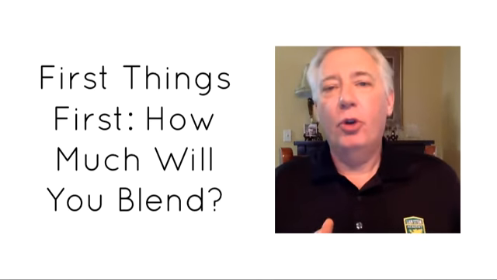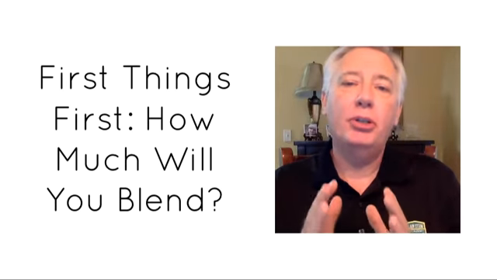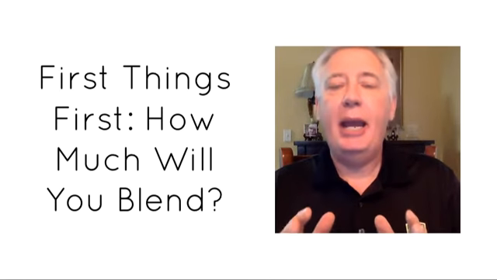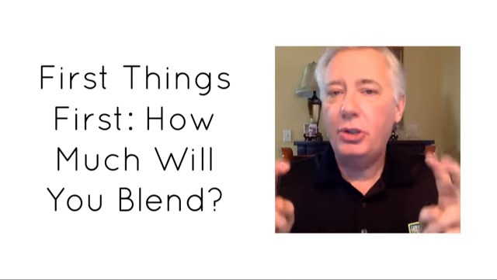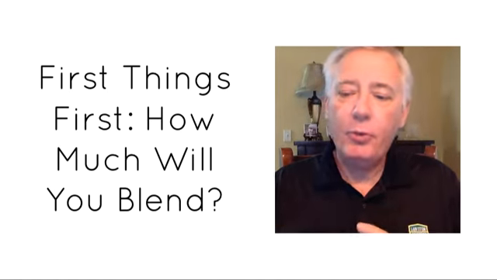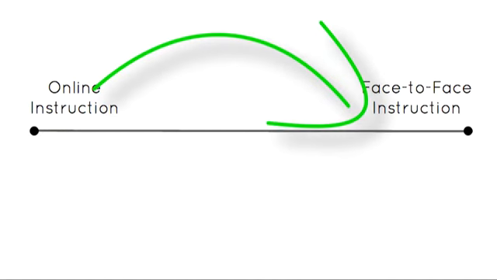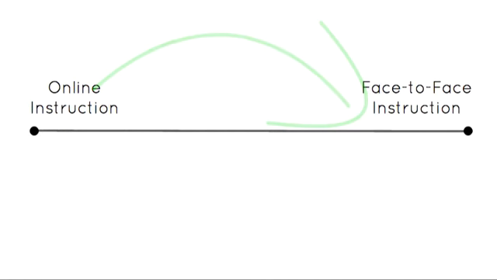First things first, the first thing you have to decide is how much are you going to blend your class. And this is an important question to ask because there is no set model for blended learning. If we look at this continuum where we have online instruction at one end and face-to-face instruction on the other end, then somewhere in the middle, anywhere between those 2 points, is blending those two things. So in its most basic idea, blended learning is just the blending of face-to-face instruction and some type of technology use that allows students to do something on their own.